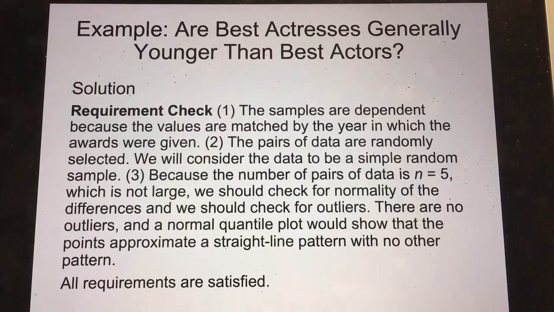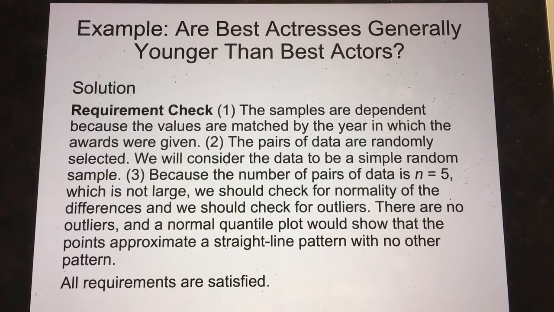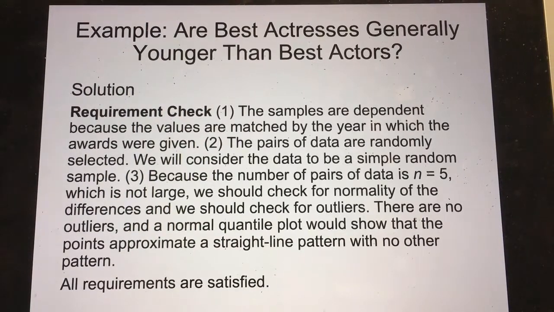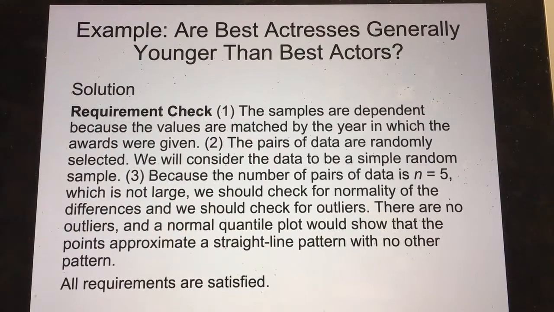Okay, they're doing the requirement check. The samples are dependent because the values are matched by the year in which the awards are given. The pairs of data are randomly selected. We will consider the data to be a simple random sample because the number of pairs of data is 5, which is not large. We should check normality of the differences, and we should check for outliers. There are no outliers, and the normal quantile plot would show that the points approximate a straight line pattern. So we're going to assume normality.